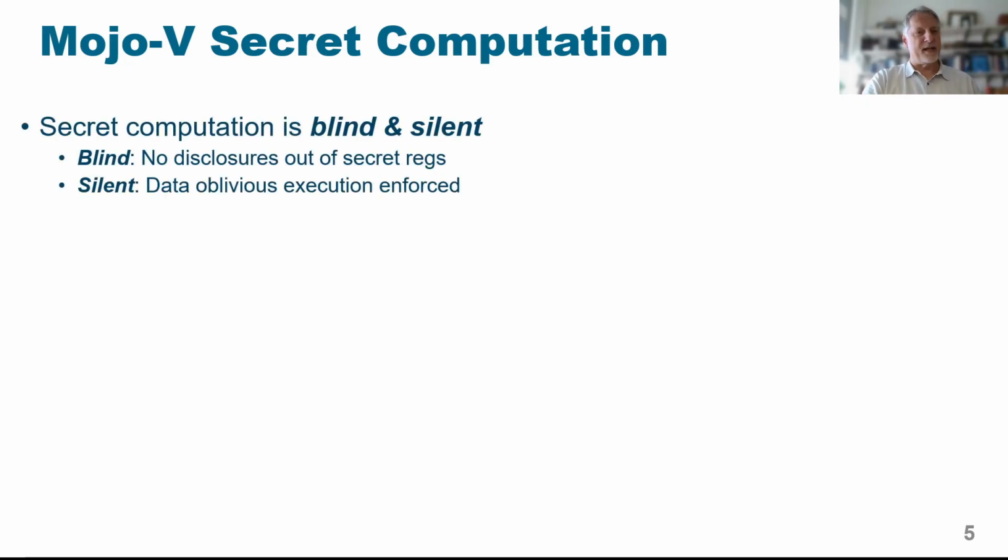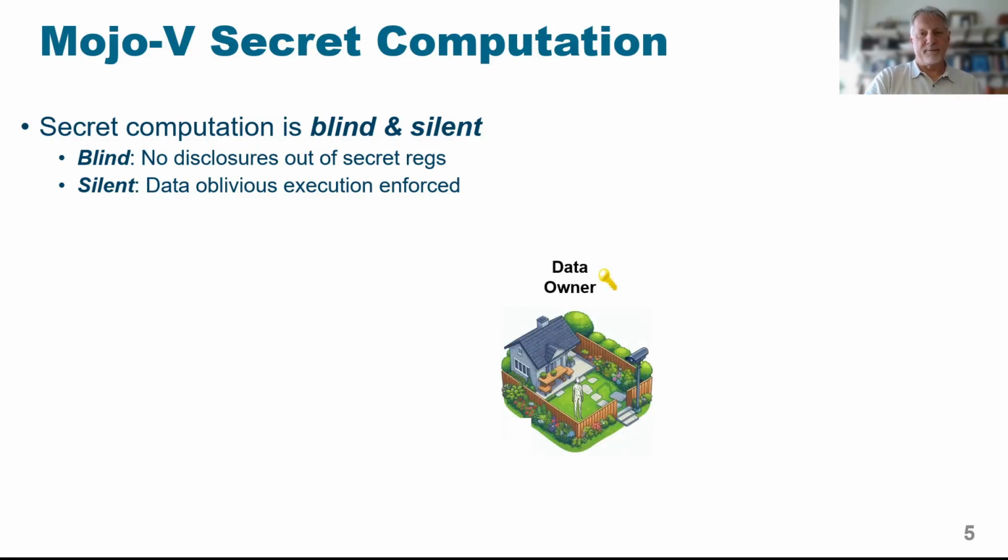First of all, secret computation is blind and silent. Blind means no disclosures. You cannot move data out of the secret registers into non-secret space. The only place you can move it is to another secret register or to third-party encrypted memory. It's also silent, which means that when you're executing on secret values out of secret registers, you're forced to do that in a data-oblivious manner.